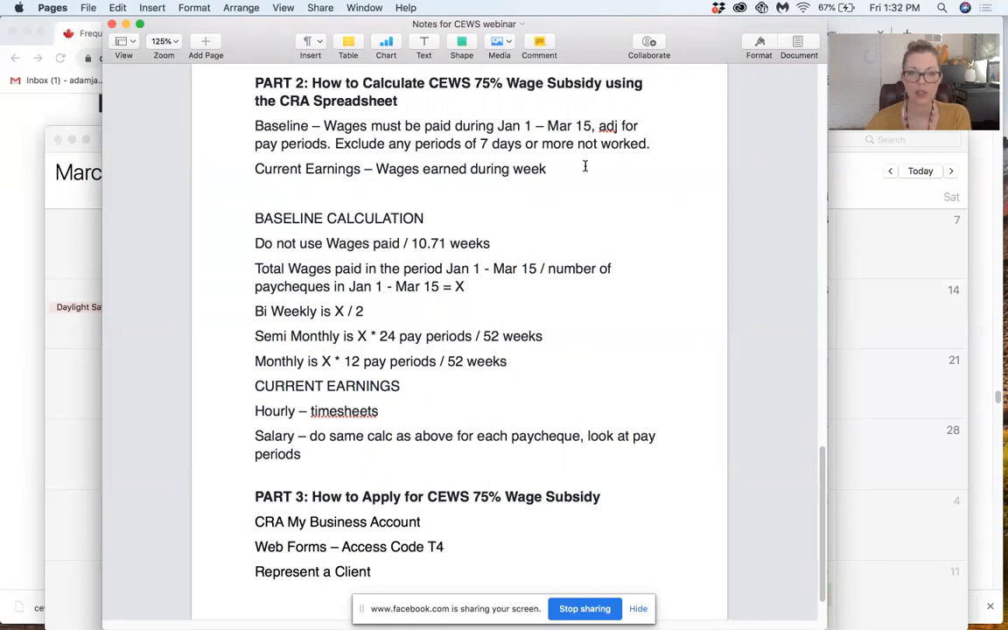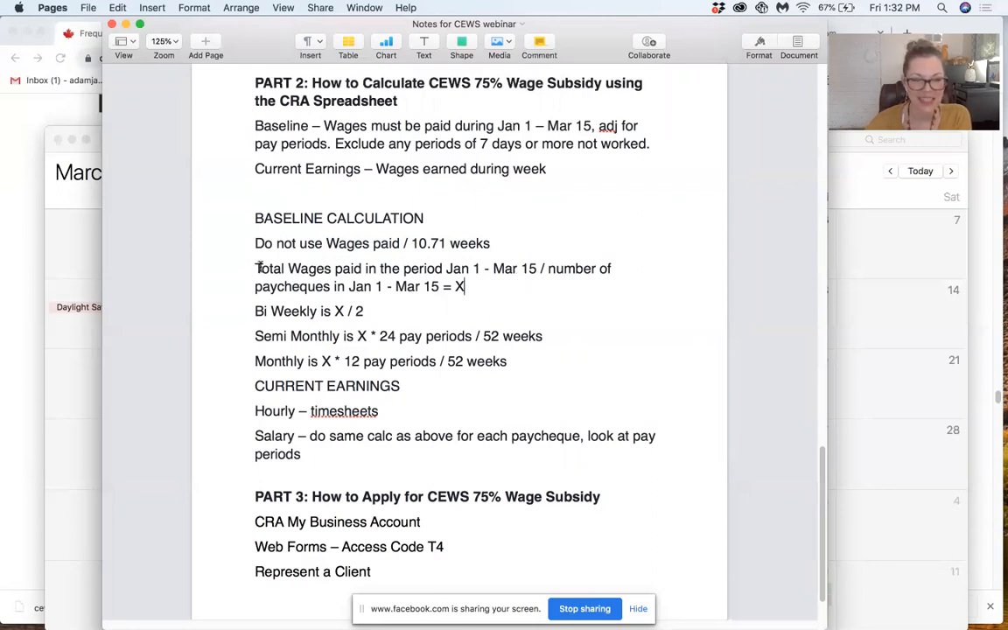But first, let's just talk about baseline. That's what I've been discussing so far here. So I've brought this up on the screen so that if you are doing it right now, you could pause the video here if you're watching the playback and then try this calculation. So what you're going to do is, do not use your wages paid divided by 10.71 weeks. It's not consistent across all pay structures. So I believe that's just incorrect. Because we like consistency, us accountants.